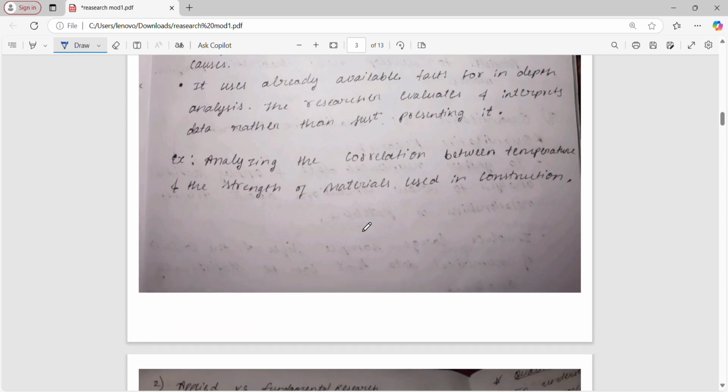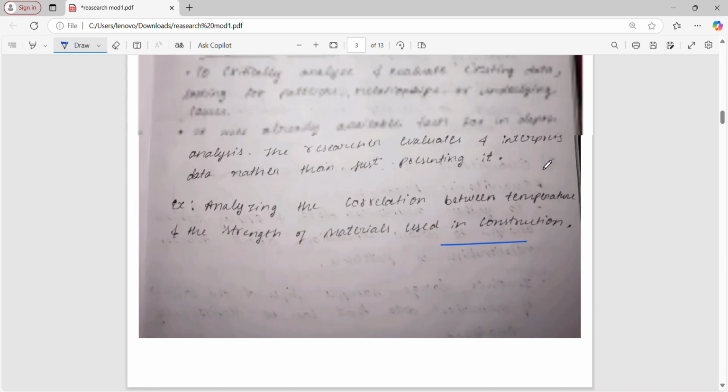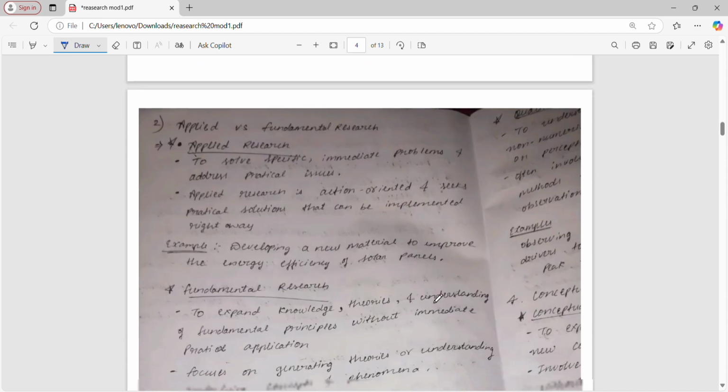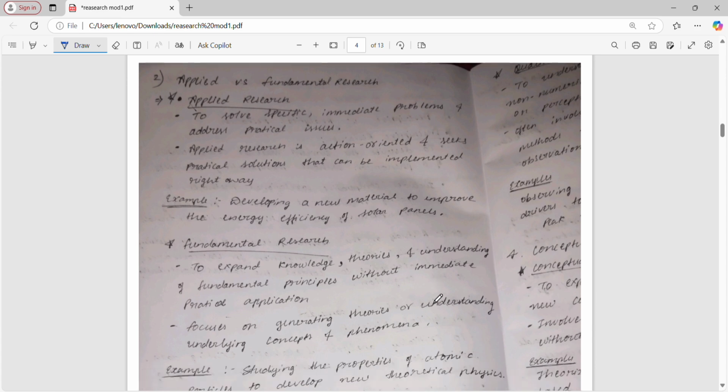Okay, now analyzing the correlation between temperature and the strength of materials used in construction. Now, applied versus fundamental research. Applied research is what? To solve specific, immediate problems and address practical issues. Applied research is action oriented and seeks practical solutions that can be implemented right away.